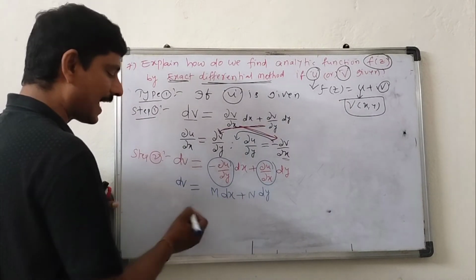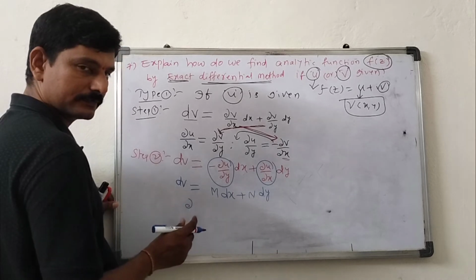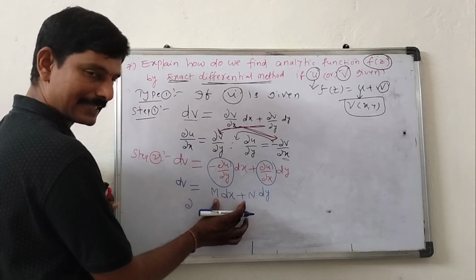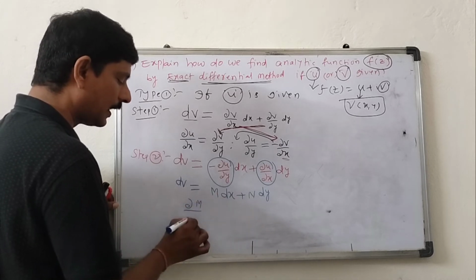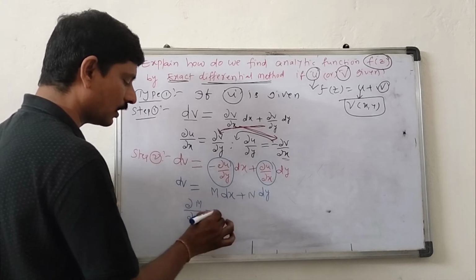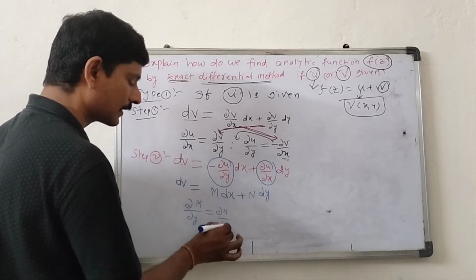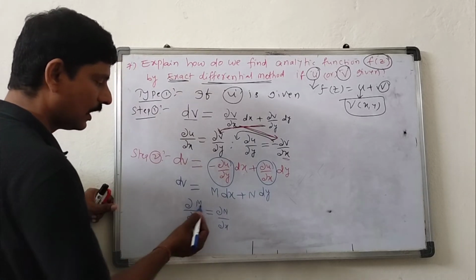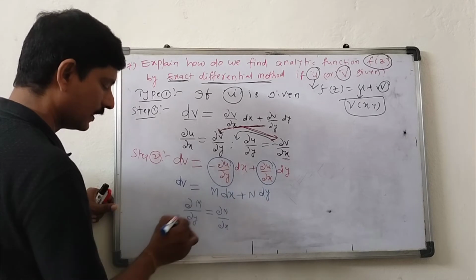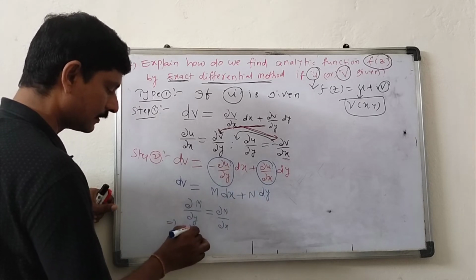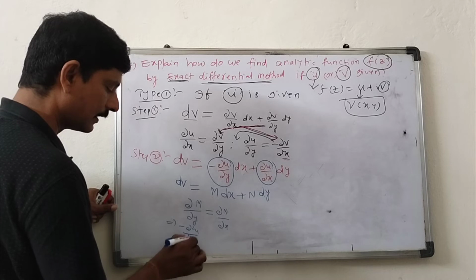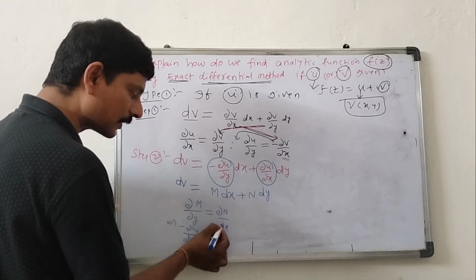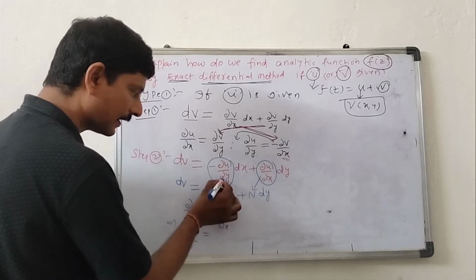If it is exact, there is a condition. Once again, the condition for this equation to be exact is dou M by dou y is equal to dou N by dou x. That means we have to differentiate M with respect to y and N with respect to x. What is M? Minus dou u by dou y. So that means minus dou square u by dou y square, equal to, what is N? Dou u by dou x, again differentiating with respect to x.